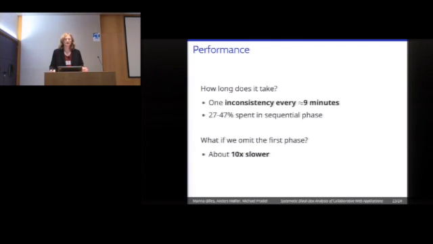Briefly about the performance of Simian, we find one inconsistency every 9 minutes. And we spent about 27 to 47% in the sequential phase of the application. The usefulness of this sequential phase is that if we drop it and just try to synthesize all possible multi-client interactions of a length, then the entire approach slows down by about 10 times. So this is why we use the sequential phase to make the analysis practicable in the first place.